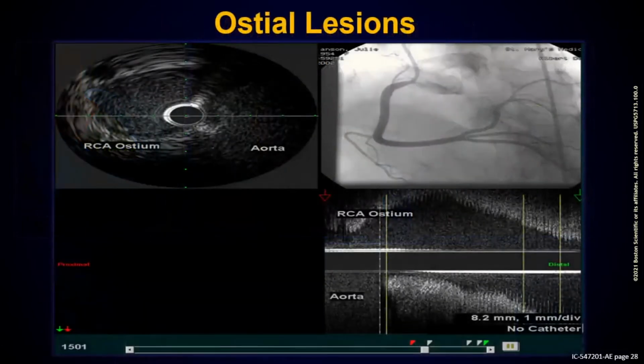And this is an example of a right coronary artery ostial lesion. Again, you could see there's a part of the aorta and part of the artery. So sometimes you have to extrapolate the ostium, and once you have developed considerable experience of doing IVUS a few times a week, then you can easily extrapolate the ostium. Here you could see in the longitudinal view that this is the RCA ostium and this is the aorto-ostium.